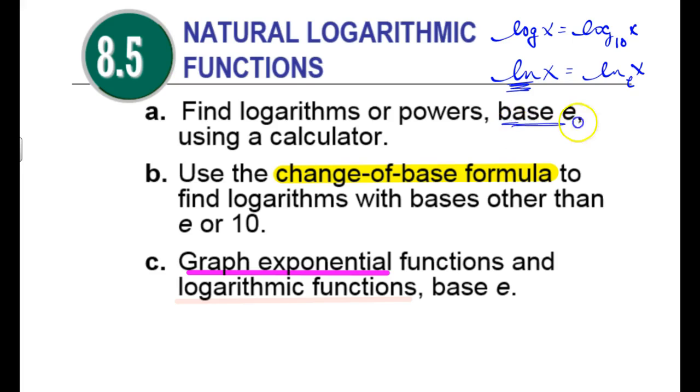And so we're going to be looking at logarithmic functions with base e, which happens a lot in finance for compounding continuously. We're also going to look at the change of base formula. So if it has some other base other than 10 or e, we can use the change of base formula to get it into a base 10 or e. And then last, we'll end up recapping how to graph exponential and logarithmic functions.